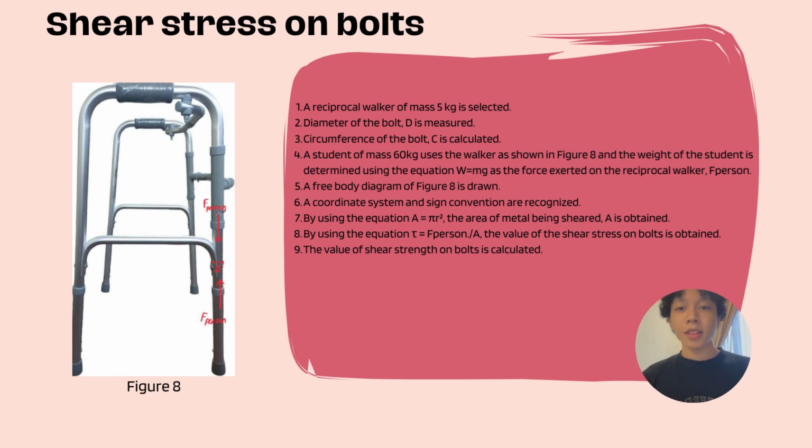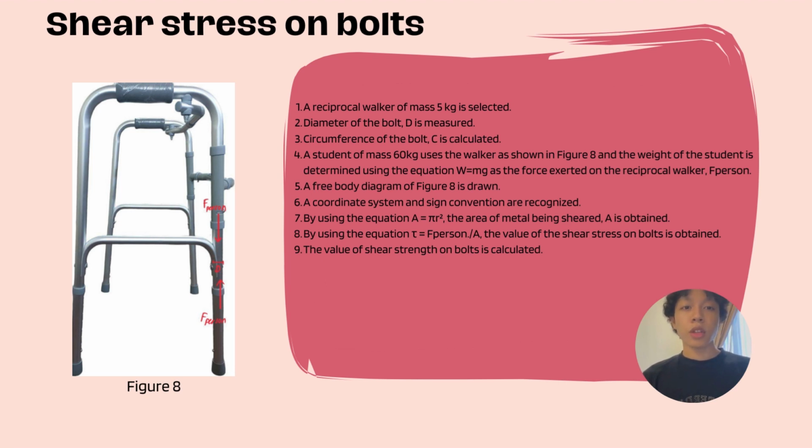We know the mass is 5 kilograms, the walker's mass, and the diameter of the bolt D is measured, and the circumference of the bolt C is calculated. The student of mass 60 kilograms uses the walker, as shown in figure 8, and the weight of the person is determined using the equation W equals mg. A free body diagram of figure 8 is drawn, and the coordinate system and sign convention are recognized.